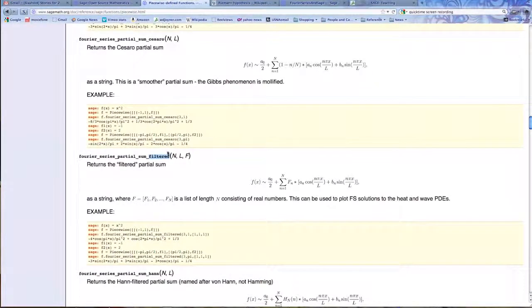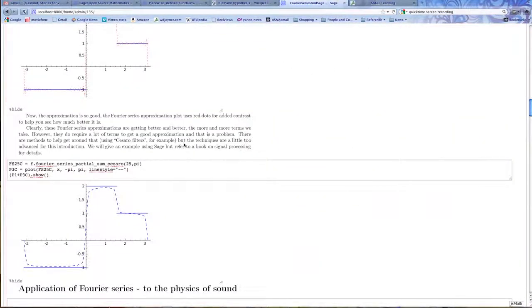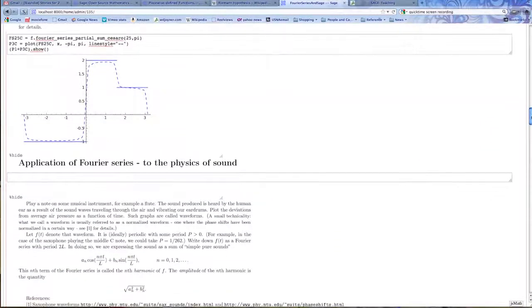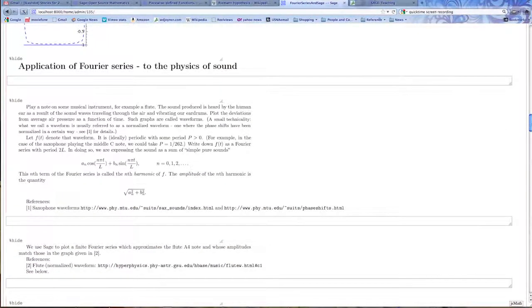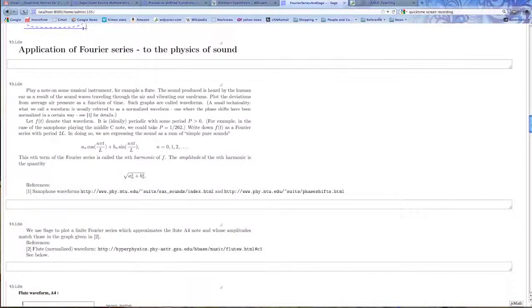SAGE has quite a few filters implemented. You see Cesaro here. Hahn filters are here, and you can even build your own filters here. Your filter here would be F. So if you want more information, you might want to look into a book on signal processing, and note that SAGE actually has some of that implemented for you. Okay, enough of using Fourier series to do approximations of functions.